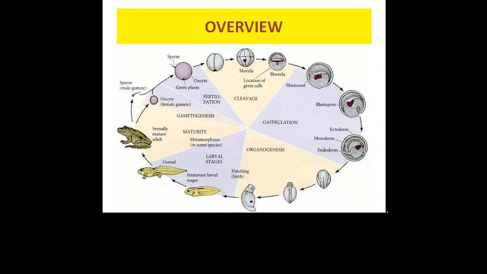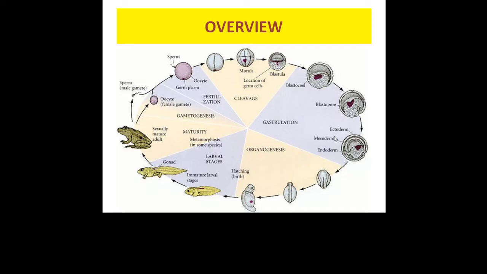Let's first see an overview of development of frog. Germ cells are produced in adult frog by the process of gametogenesis. These germ cells undergo fertilization to give rise to zygote. As soon as the zygote is formed, it undergoes cleavage process where morula and blastula are formed. Blastula then enters the process of gastrulation where the three germ layers are formed: ectoderm, mesoderm and endoderm.